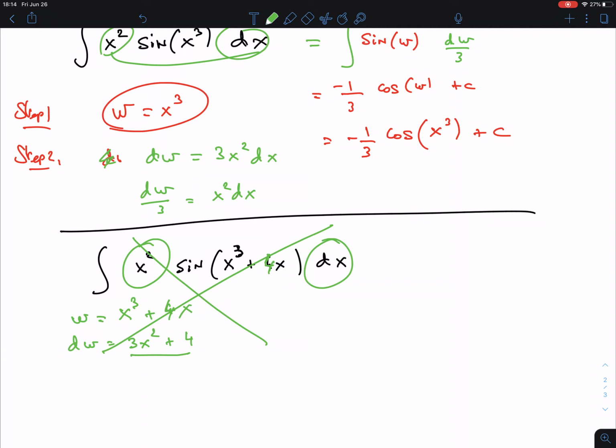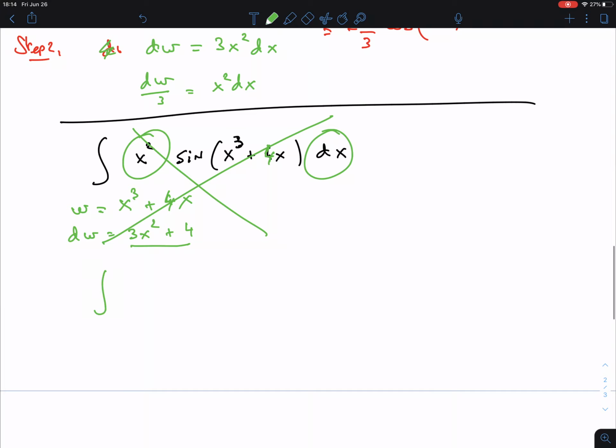Okay, so this doesn't work. Here is another example of why this doesn't work. I do x squared sine x cubed, which we could do, and then I'm going to do cosine x dx. I like it because the root of sine is cosine, so I'm going to do things like that.